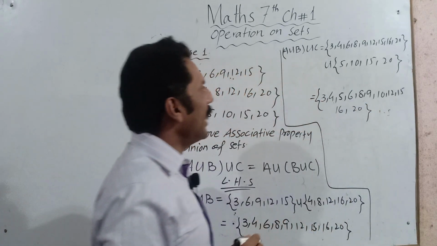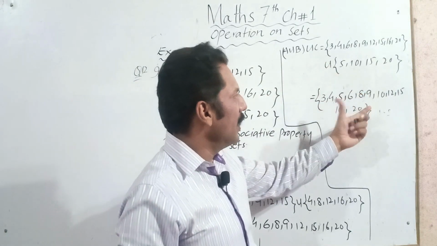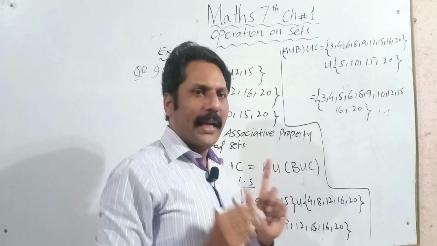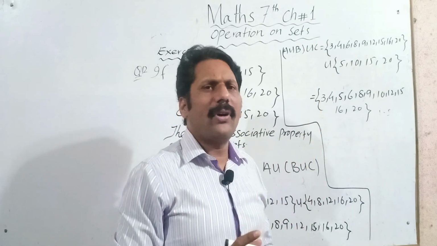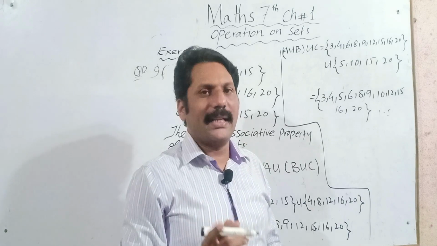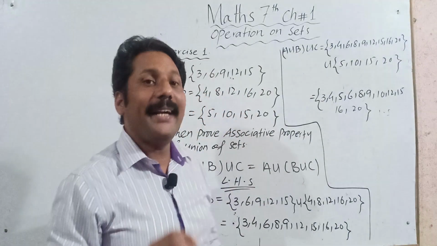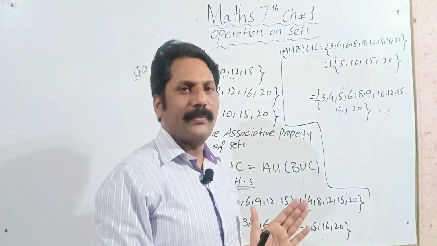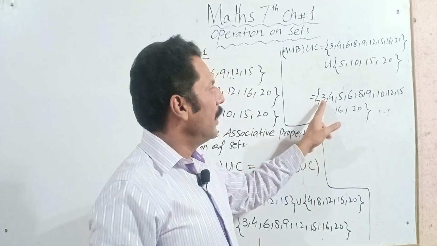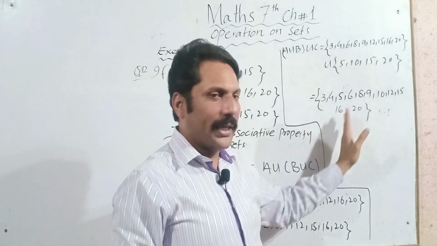Now we have written all the elements of A union B as well as all the elements of C. So we have combined all the elements, and remember that you will not repeat any element because it is against the definition of the set. What is the definition of set? A set is a collection of well-defined and distinct objects. So where is the distinction if we repeat the elements? So we will not repeat any element, and we will write all the elements in order.